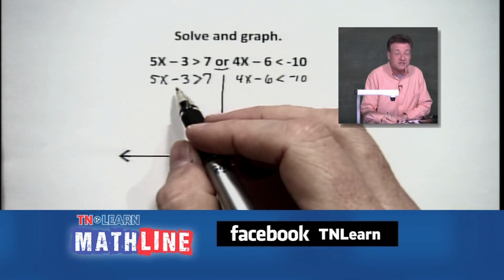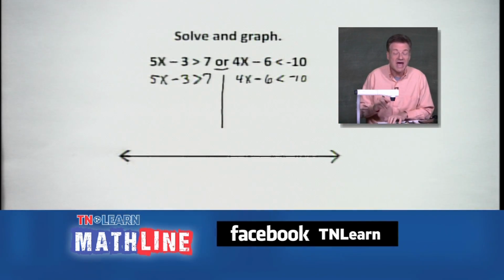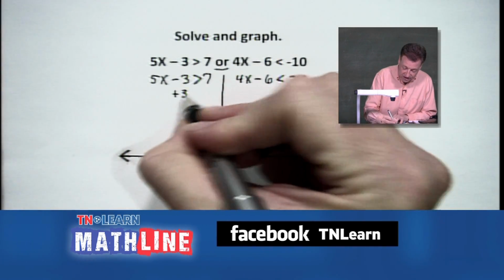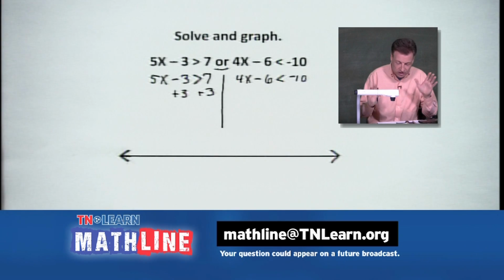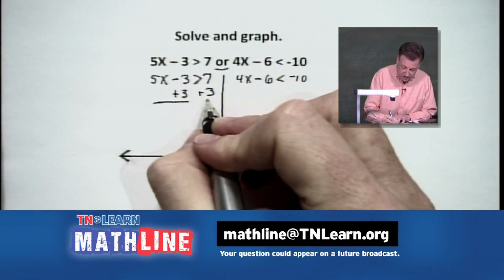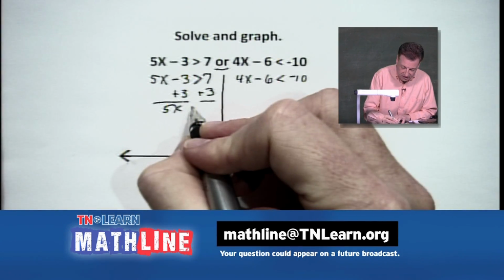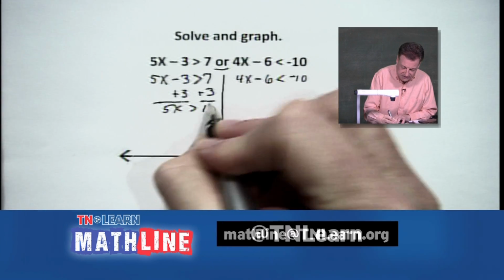But what we do need to do is get the x by itself. So let's take care of that. Let's add 3, first of all. We're going to add 3. Right there it goes. The 3 goes as a positive on the other side. Now we've got 5x less than, looks like 10.